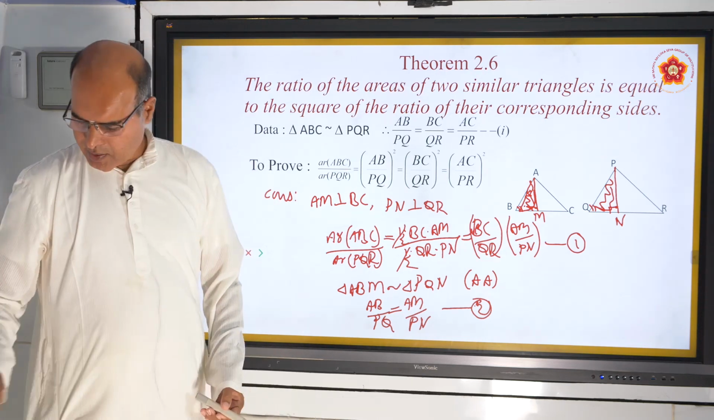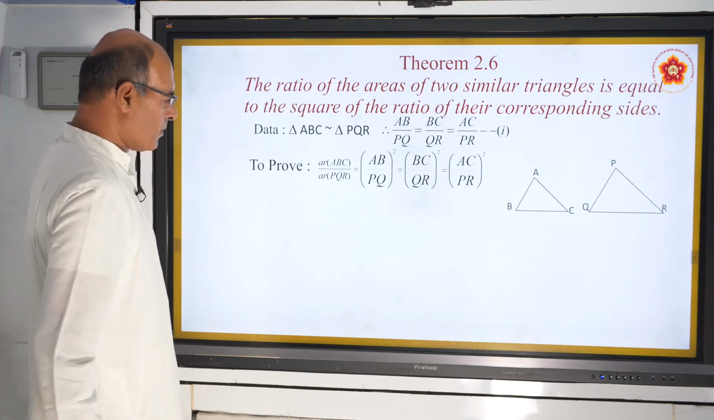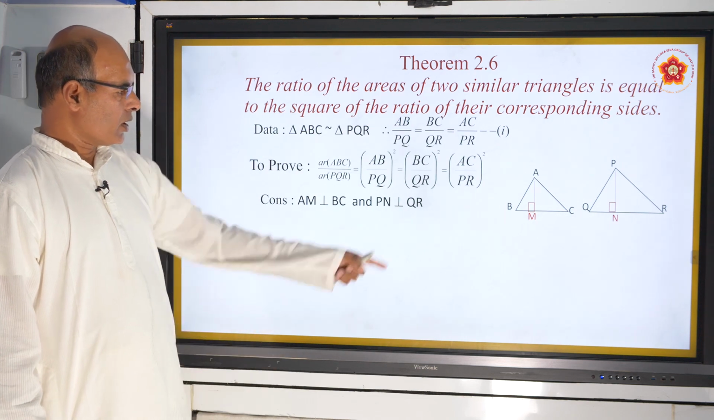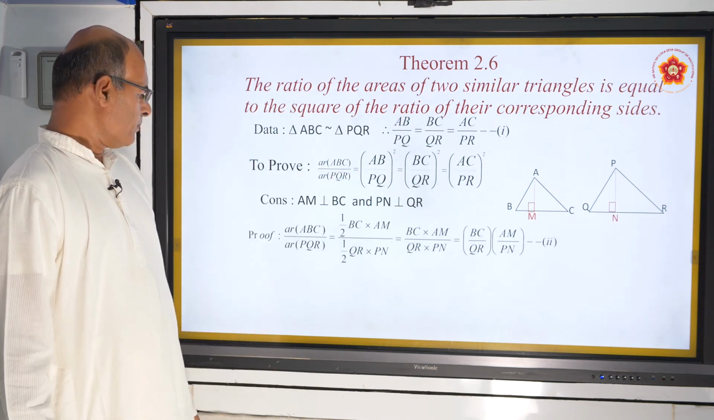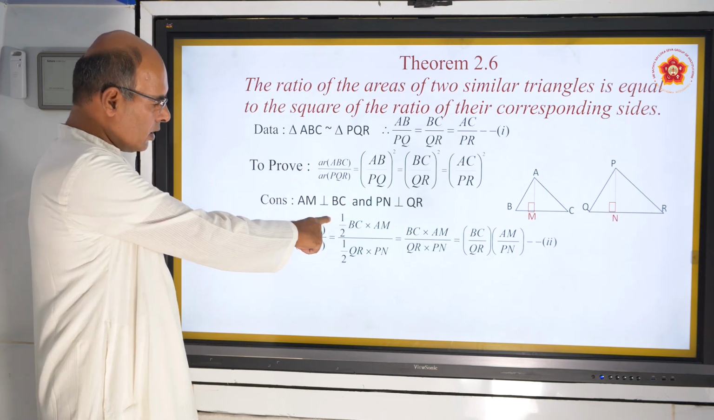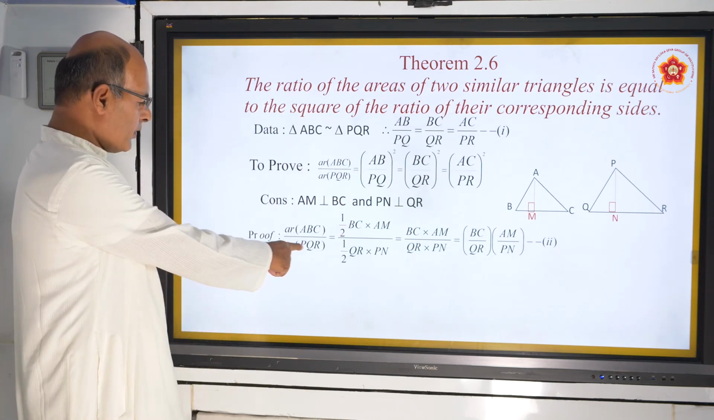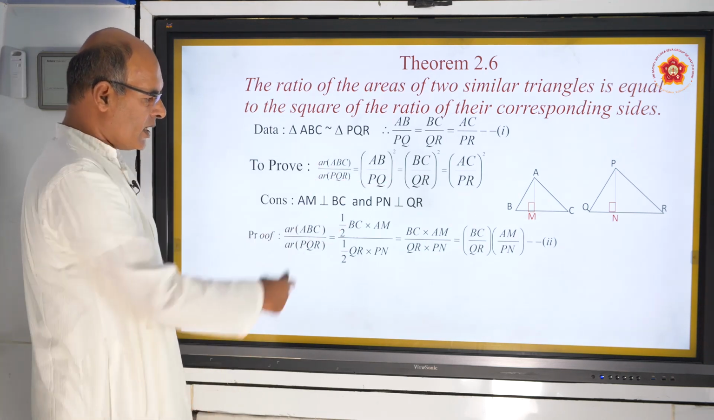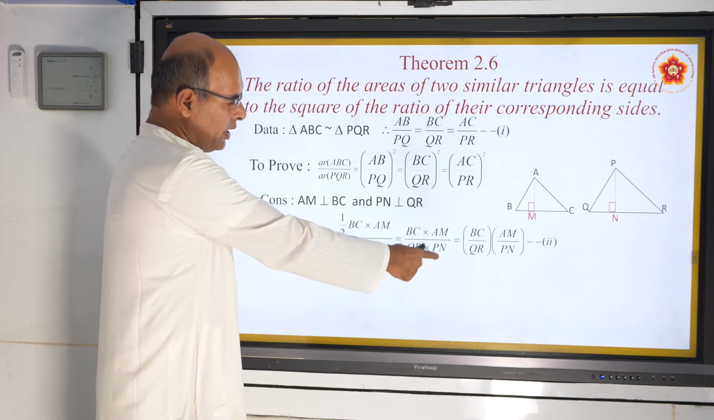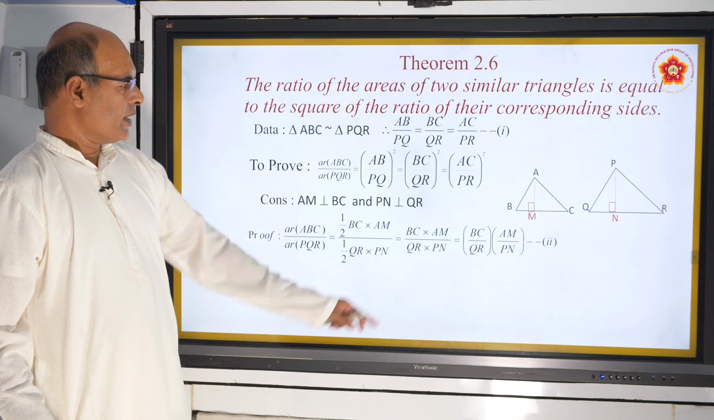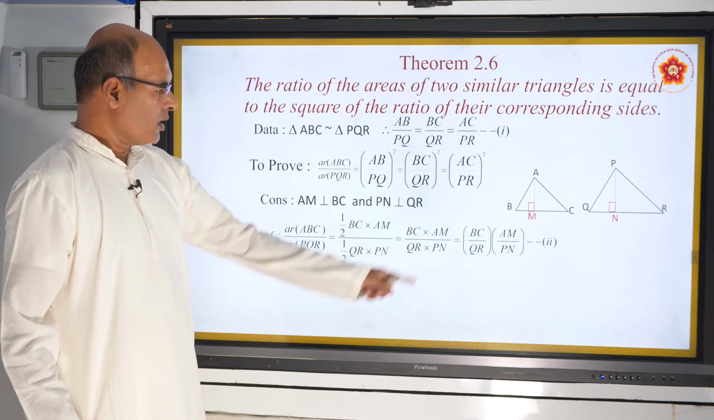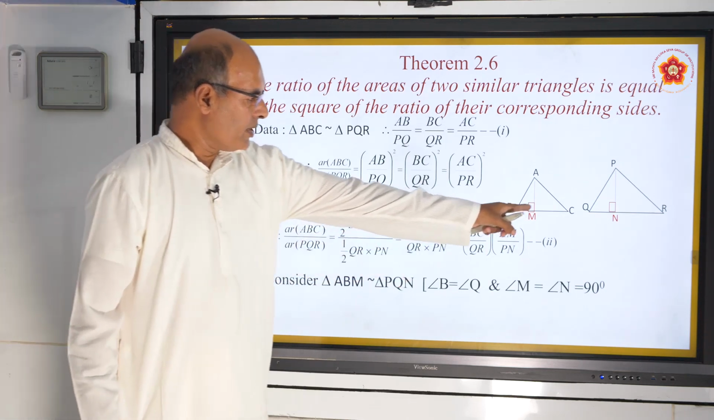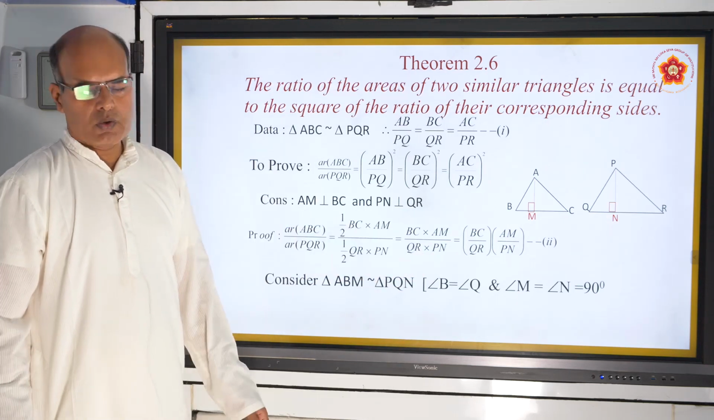So let us look at these steps again. Construction: AM is perpendicular to BC and PN is perpendicular to QR. Then the proof: take the area of triangle ABC, half into base into height, half into BC into AM. Area of triangle PQR is half into QR, the base, into PN, the height. The half gets cancelled out, giving BC by QR into AM by PN. Let it be 2. Now consider the small triangles. Triangle ABM is similar to triangle PQN because angle B is equal to angle Q and angle M is equal to angle N, equal to 90 degrees.